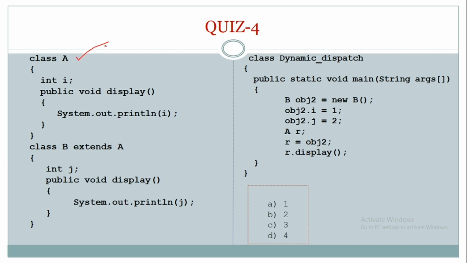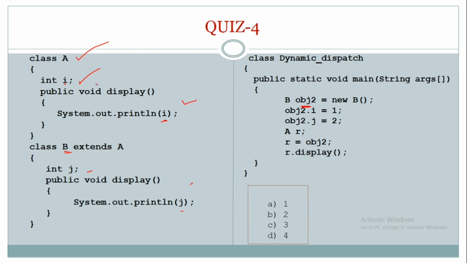We have a class A, and class A consists of instance variable i, and a method called display that prints the value of i. Class B extends A, which means B will be inheriting all the properties of A. Class B has an instance variable j and a method display that prints the value of j. I'll create an object of class B and initialize object dot i equal to 1. Using the object of class B I can initialize the variable of class A, because B has inherited the properties of A.